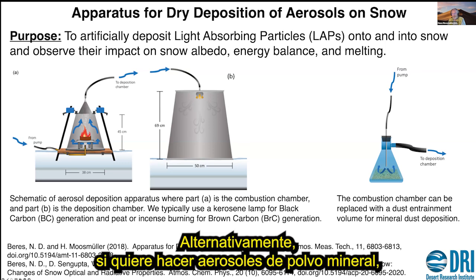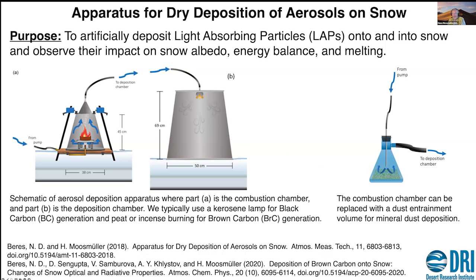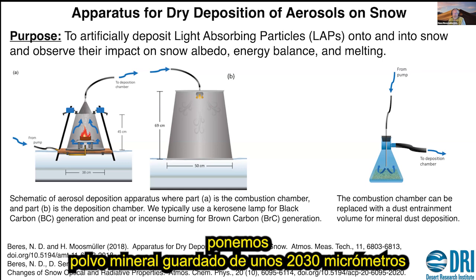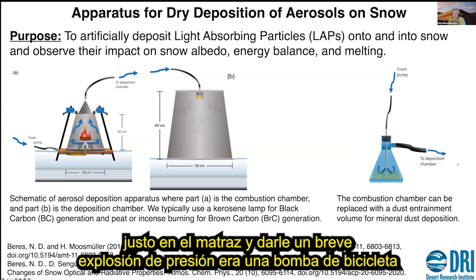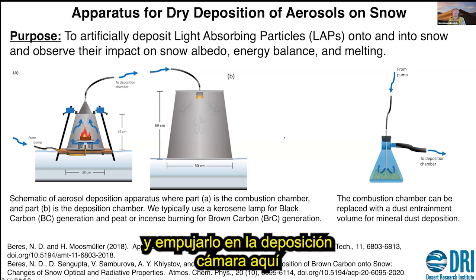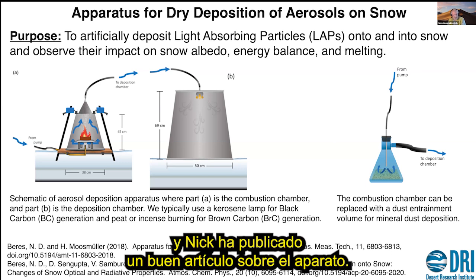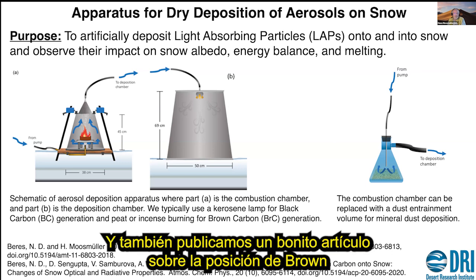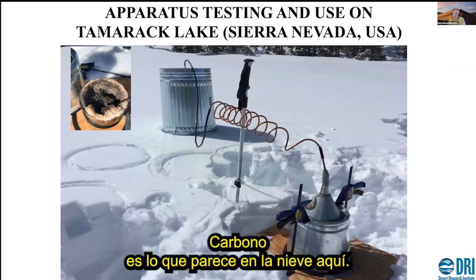Alternatively, if we want to do mineral dust aerosols, we put mineral dust sieved to about 20, 30 micrometers in a flask and give it a brief blast of pressure with a bicycle pump and push it into the deposition chamber here. And Nick has published a nice paper on the apparatus, and then we also published a nice paper on deposition of brown carbon.